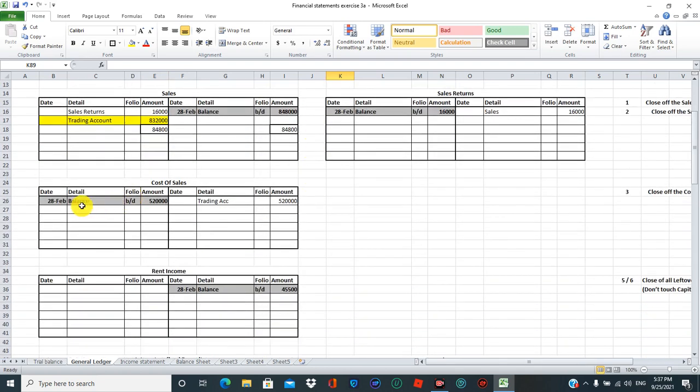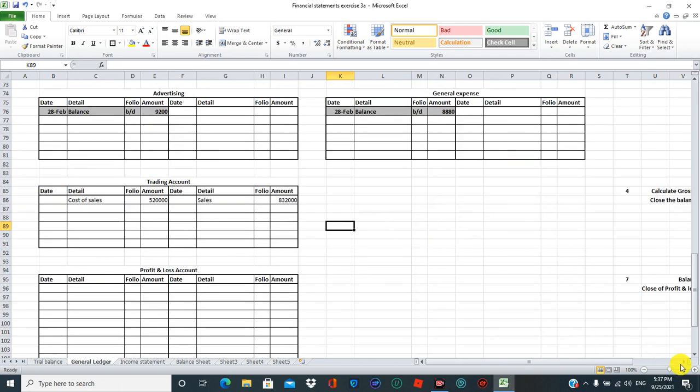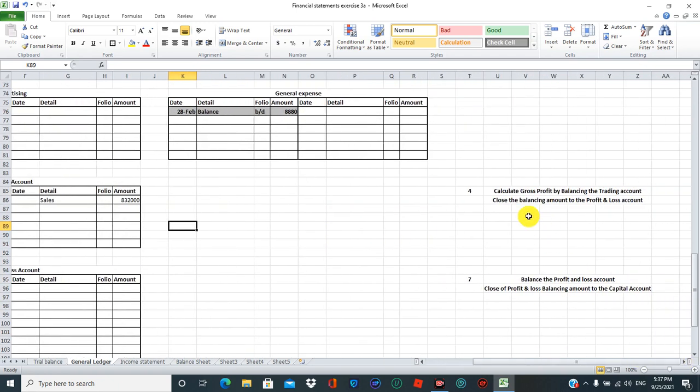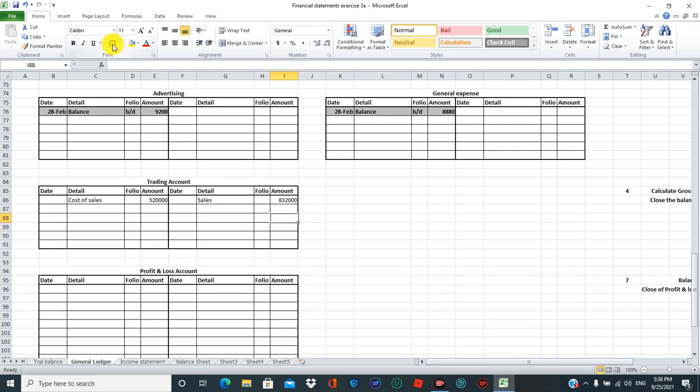So see our cost of sales, that was step number 3, close off cost of sales to trading account. So now we're going down to step number 4, and that is calculate gross profit by balancing the trading account, and you close the balancing amount to the profit and loss account. So once again, now we balance the trading account. Okay, so let's see what have we got.